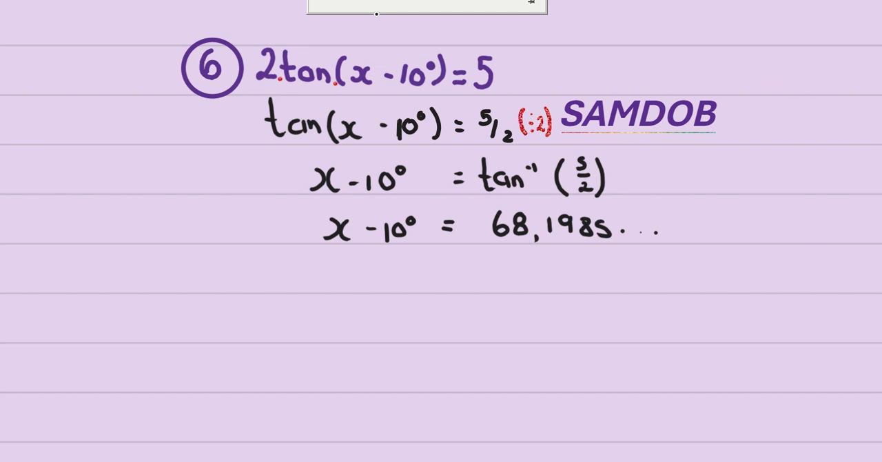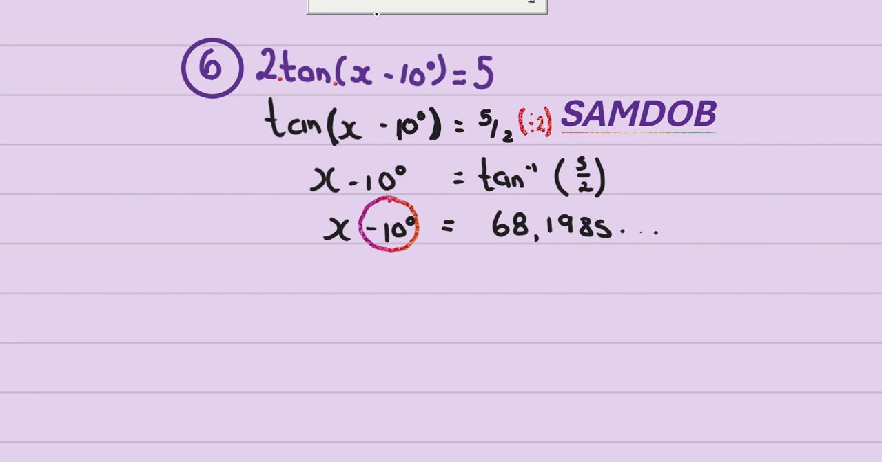So now we need to solve for x. Again, we saved this bracket for last, right? We kept this for last. And now we're saying that x minus 10 is 68.1985. Now at this point, we have to do SAMDOB from scratch. So we get rid of this minus 10, just like with linear equations from grade 9, right? So we just go ahead and we add 10 on either side.